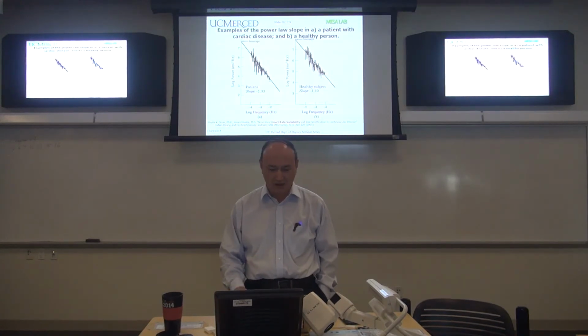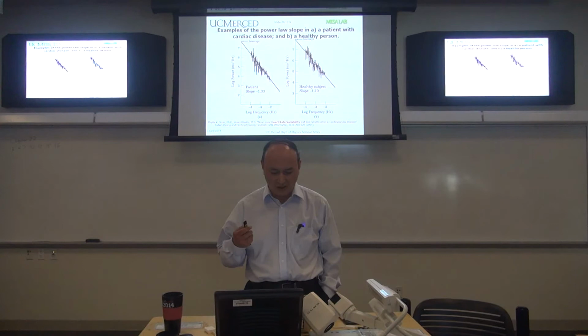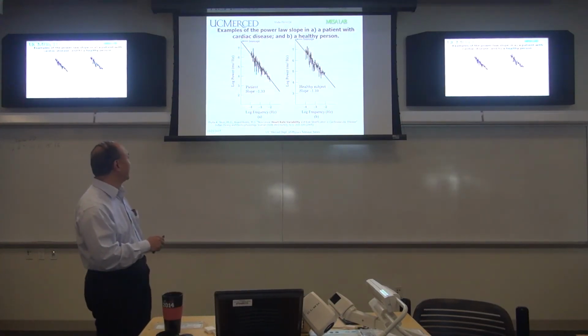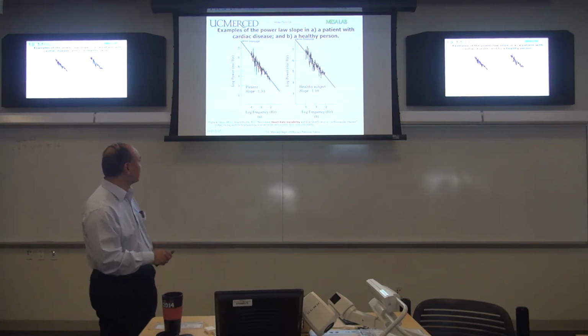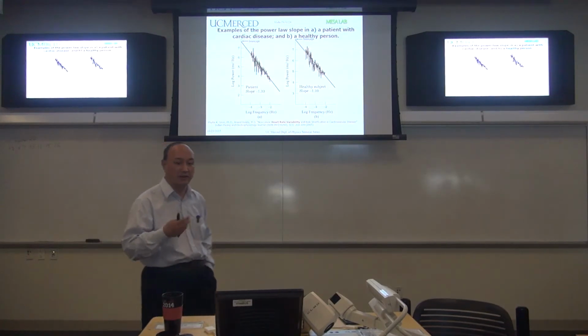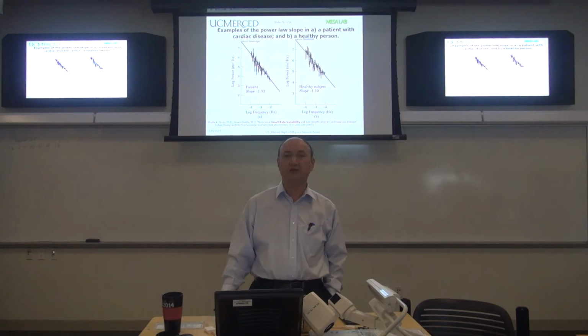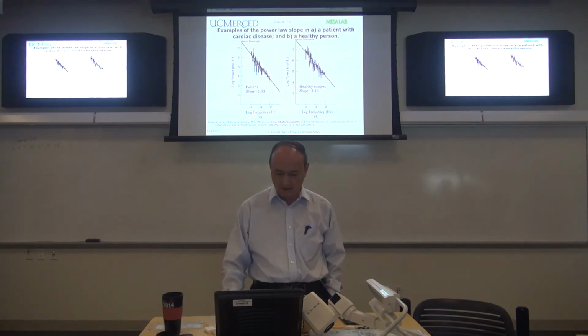I told you about the inverse heart rate variability. Here, this is a spectrum, and you can see the slope is significantly different for healthy and sick people. So indeed, fractional calculus is useful here.